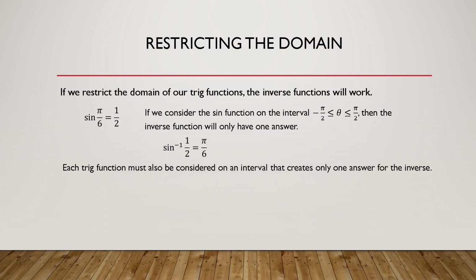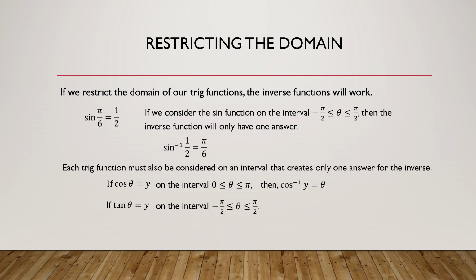Each trig function must also be considered on an interval that creates only one answer for the inverse. If cosine theta equals y is on the interval 0 to pi, then the inverse cosine of y equals theta. If tangent theta equals y is on the interval from negative pi over 2 to pi over 2, then the inverse tangent of y equals theta. The inverse sine is often called the arcsine. The inverse cosine is often called arccosine, and the inverse tangent is often called arctangent.